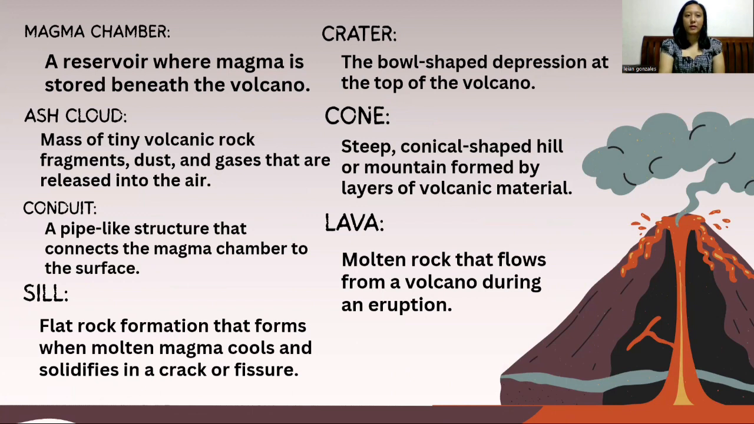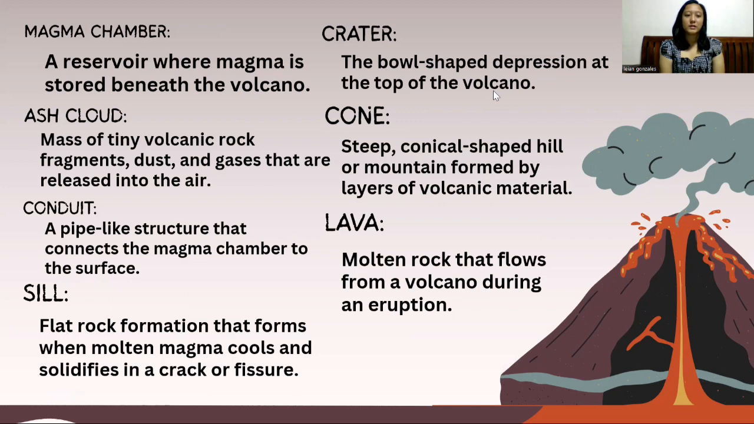Next, let's define the parts of the volcano. Number 1. The magma chamber is a reservoir where the magma is stored beneath the volcano. Number 2. The ash cloud is a mass of tiny volcanic rock fragments, dust, and gases that are released into the air. Number 3. The conduit is a pipe-like structure that connects the magma chamber to the surface.